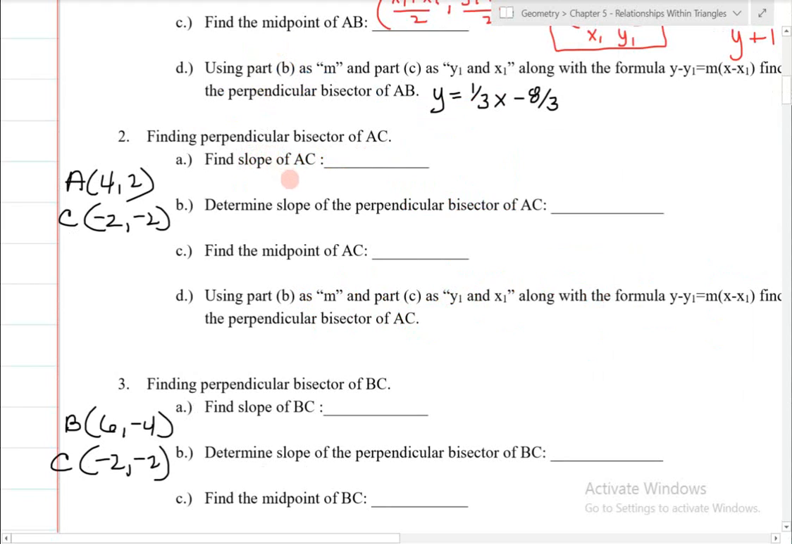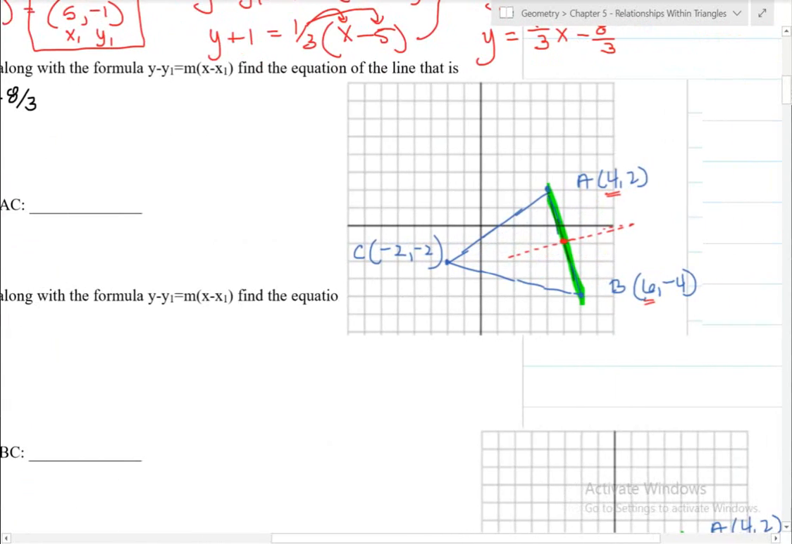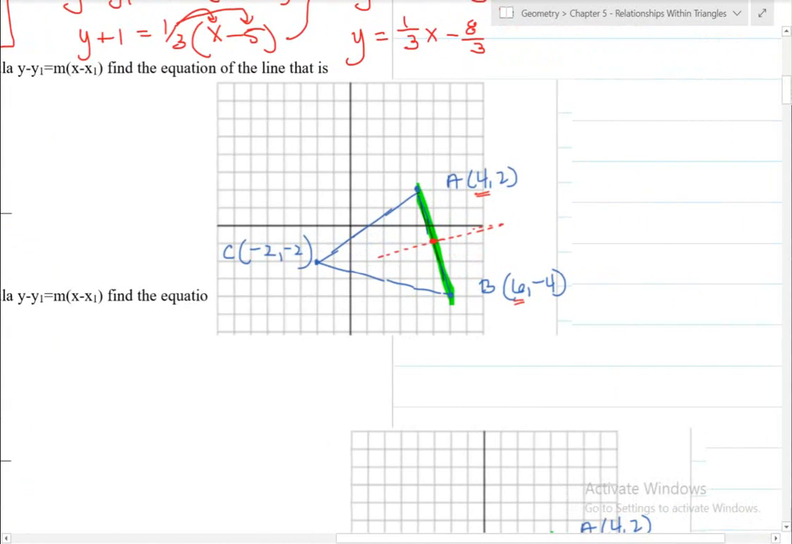If I want to find the slope of AC, okay, I'm going to take 2 minus -2. 2 minus -2 gives me 4. And then we'll go 4 minus -2. So 4 minus -2 gives me 6. Did you guys get 2/3 for that slope? Okay, so that's the slope of the AC. That's the segment in the triangle over here, okay? And again, in this situation, if I count rise over run, 1, 2, 3, 4, and then over 1, 2, 3, 4, 5, 6, 4 over 6 gives me 2/3.